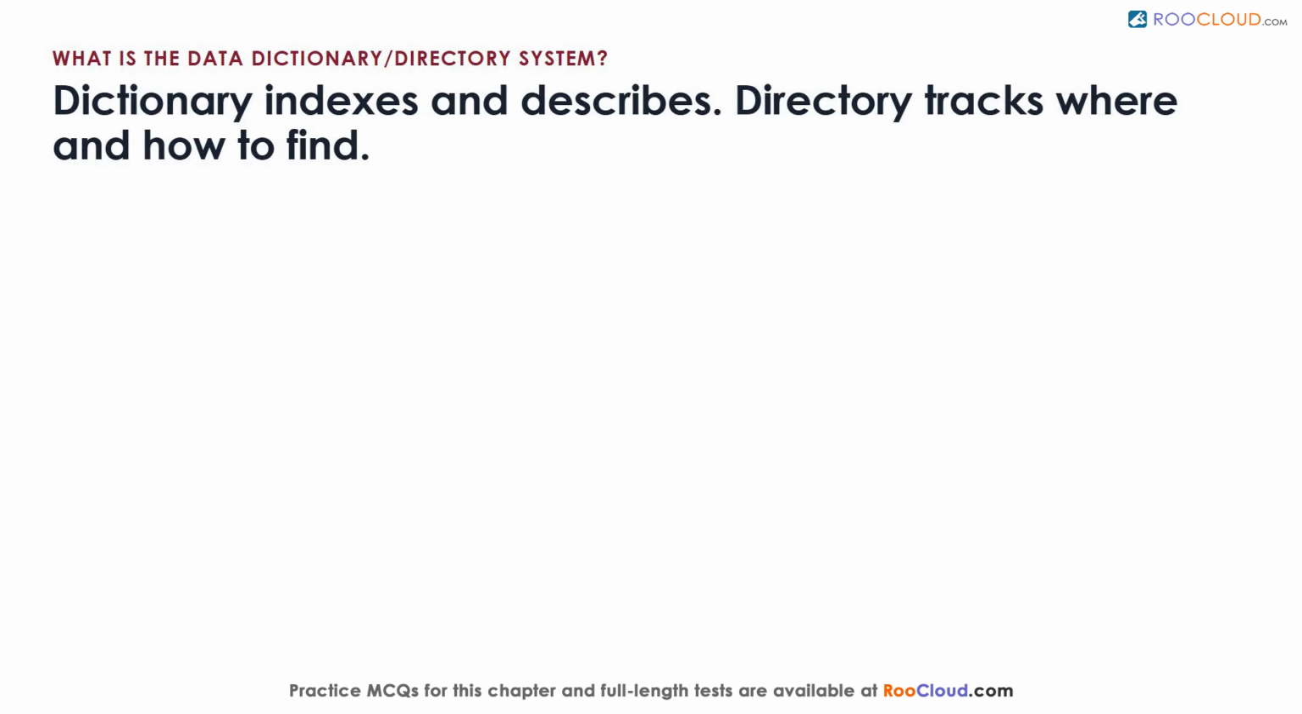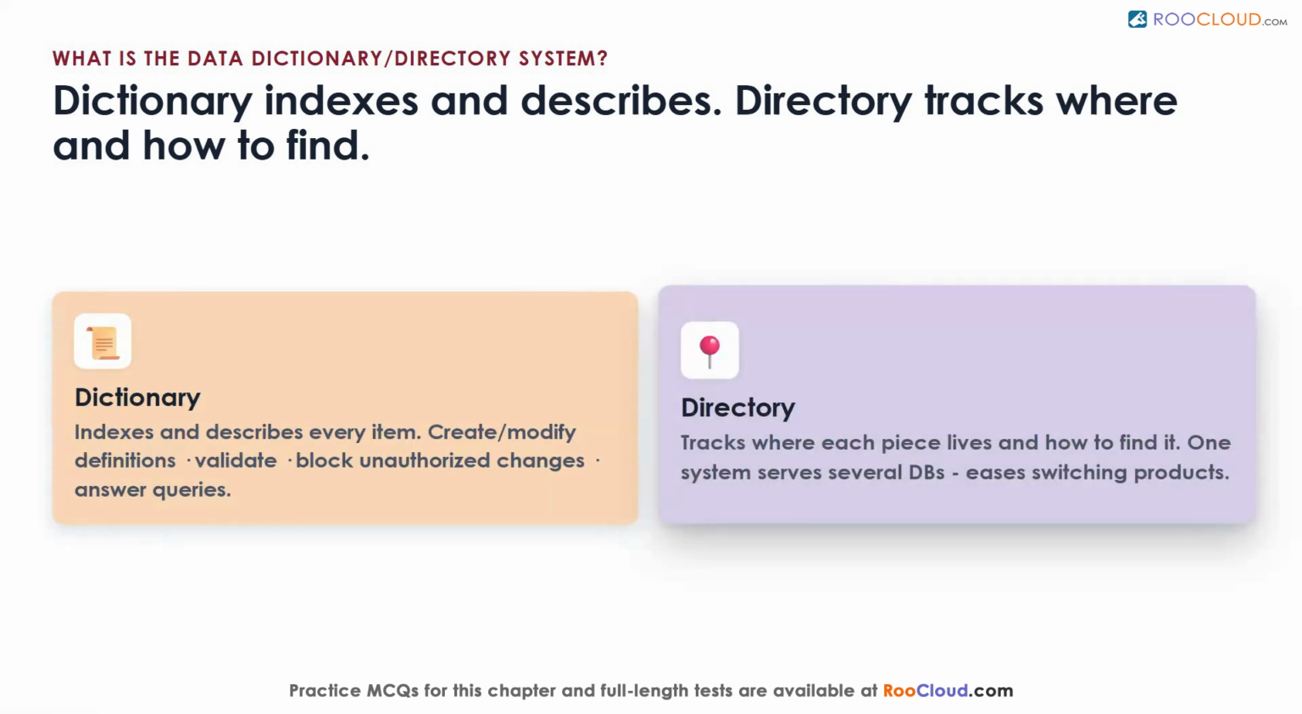What manages all that metadata? A data dictionary and directory system. The dictionary indexes and describes every item in the database. A directory tracks where each piece of data lives and how to find it. It lets the administrator create and modify definitions safely. It validates those definitions to protect integrity. It blocks unauthorized changes to the metadata. And it answers queries about the data definitions.